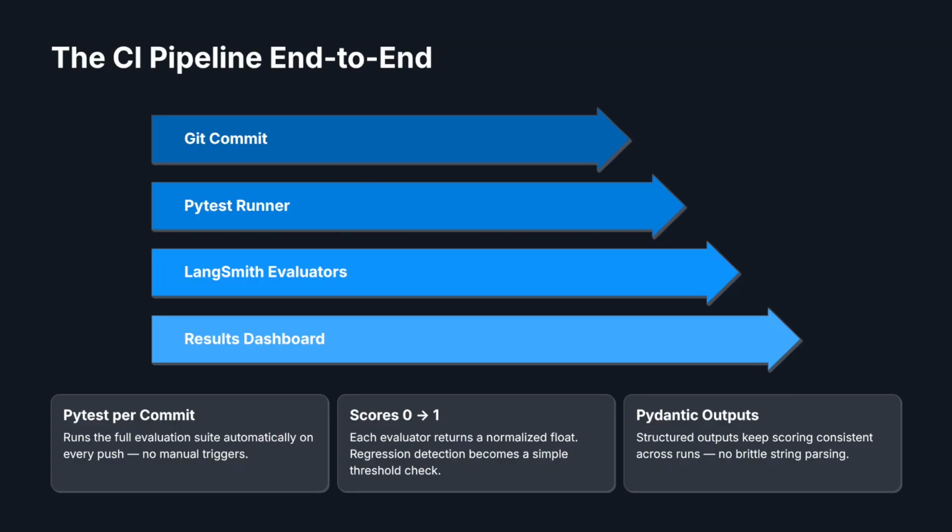Alright, the pipeline has 3 pieces. The golden dataset lives in LangSmith. The evaluators are just Python functions we write ourselves, and pytest runs them on every commit. Notice that each custom metric returns a score between 0 and 1. This makes regression detection basically trivial. And the cool part is that Pydantic gives us structured outputs so the scoring stays consistent across runs. Enough theory, let's build it.